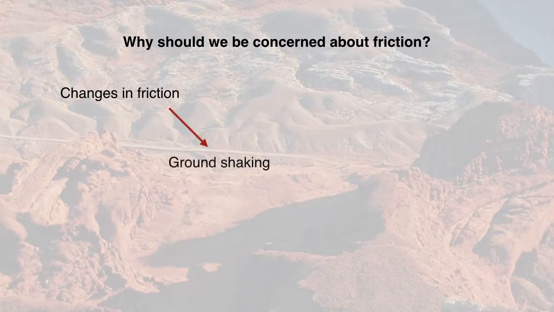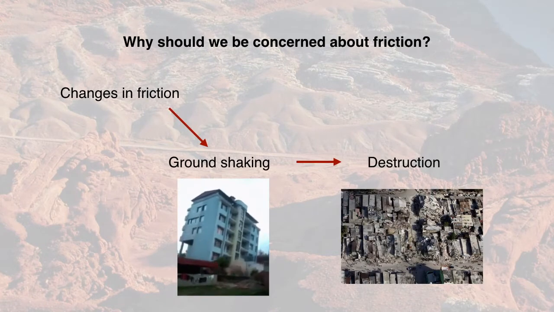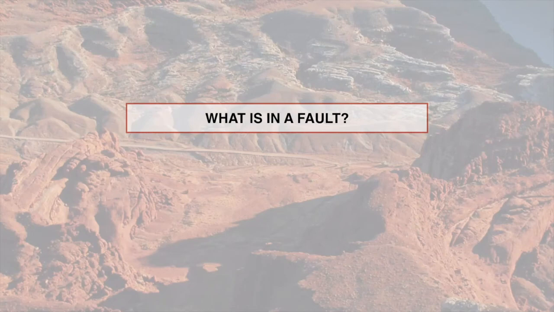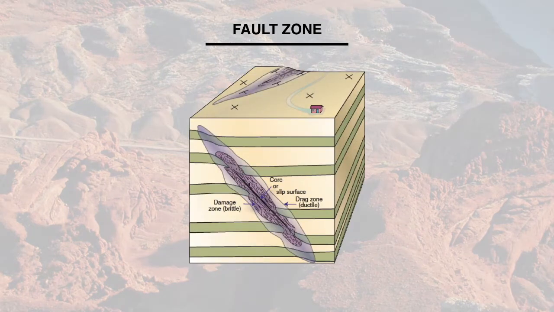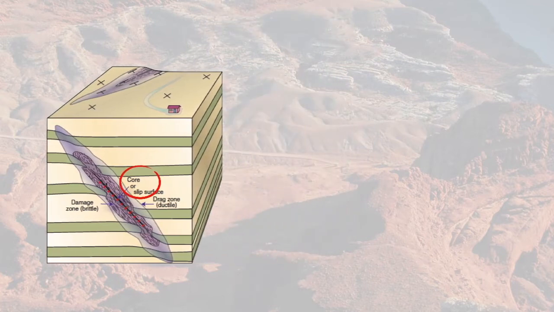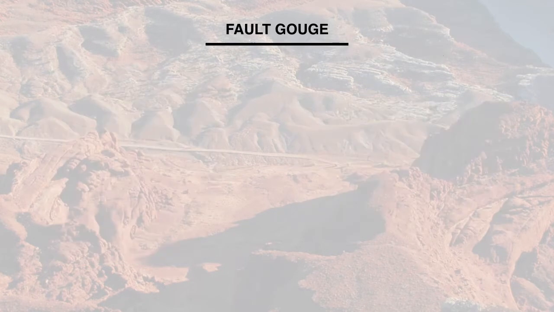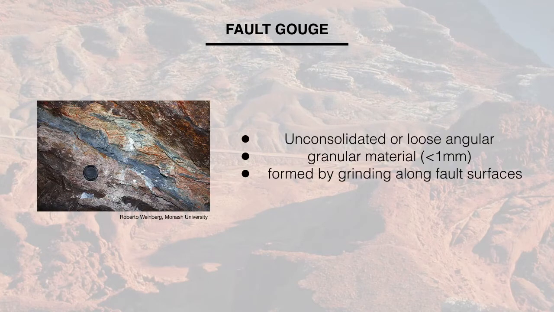As friction changes, it affects the nature of ground shaking and extent of destruction. The fault zone consists of the damaged zone and the fault core. At shallow depths of up to 4 km in crystalline rocks, the fault core is primarily made of a fault gouge. Fault gouges are unconsolidated or loose angular material formed by grinding along fault surfaces.